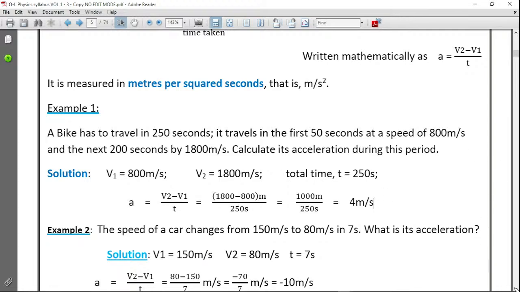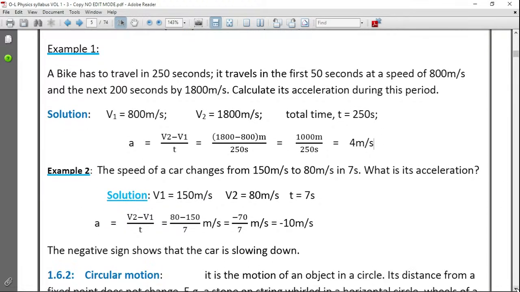Now, example 2. The speed of a car changes from 150 meters per second to 80 meters per second in 7 seconds. What is its acceleration? I would first of all like to bring in something here that they'll always ask in the GCE. In cases like this, if the speed changes from 150 to 80, is this car speeding up or slowing down?